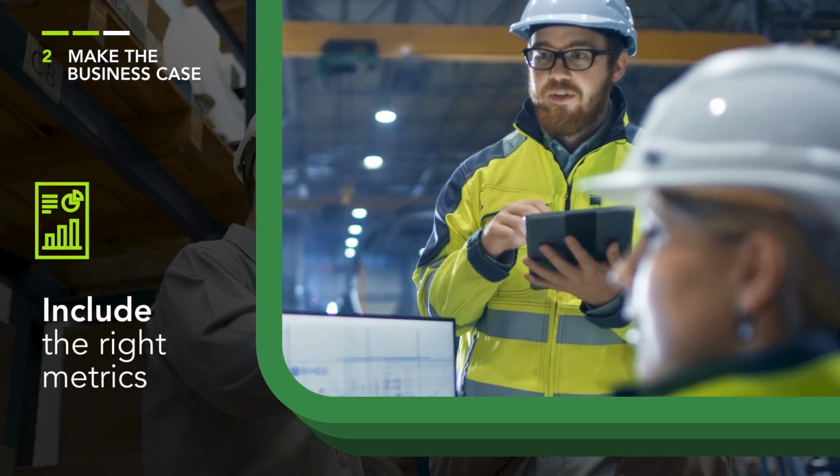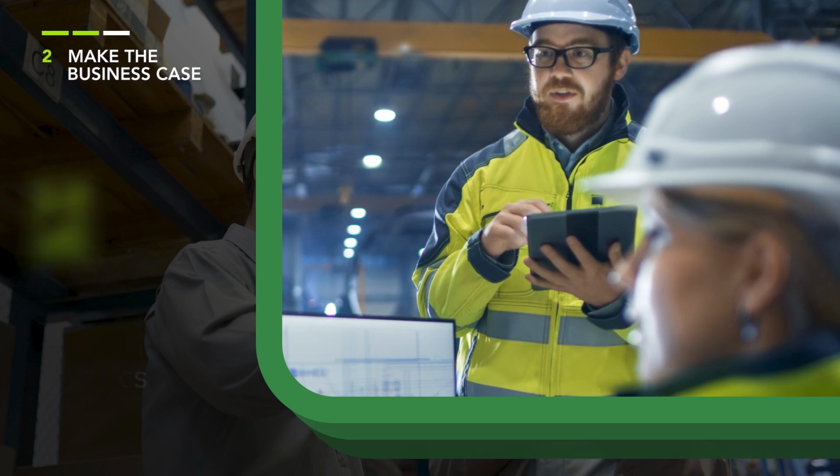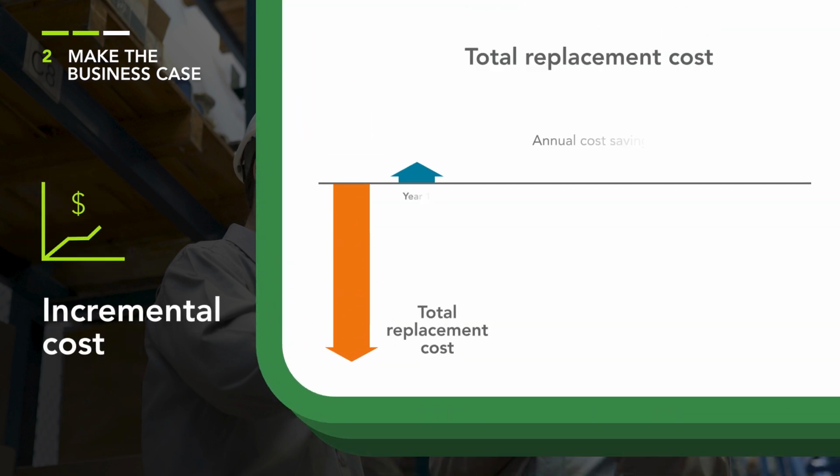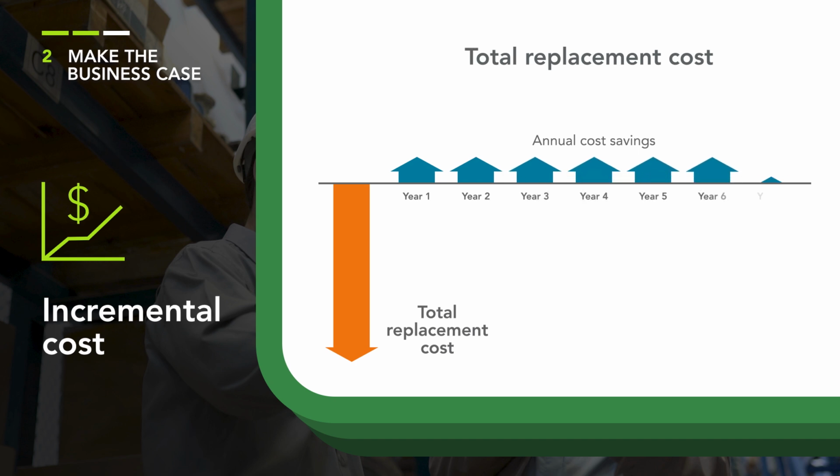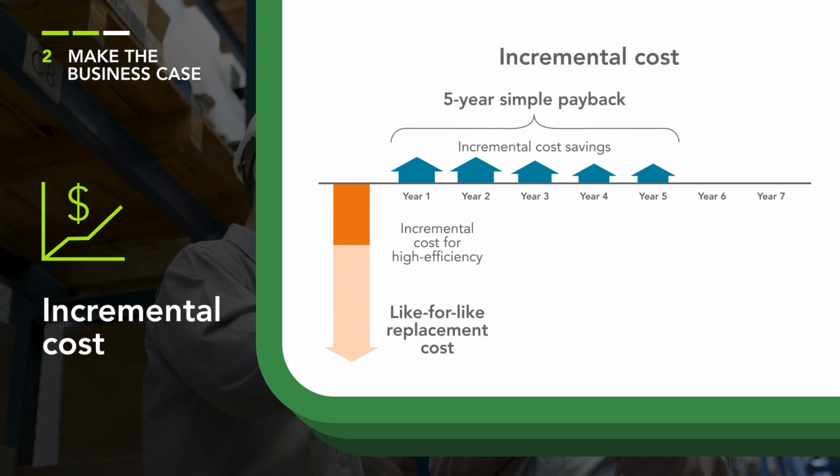Finally, using the right metrics in your business case can help demonstrate support. When replacing functioning equipment, the business case typically compares the total cost of the new equipment to the annual savings that will be achieved. But if the equipment needs to be replaced anyway, you only need to compare the incremental costs and benefits. For example, if a standard efficiency rooftop unit costs $9,000 and a high efficiency unit costs $14,000, but will save an additional $1,000 per year in utility costs, the incremental cost has a 5-year payback.